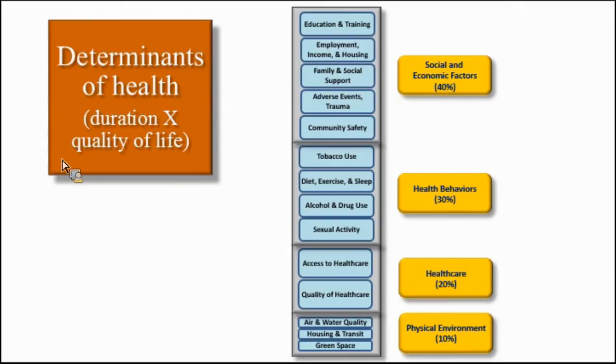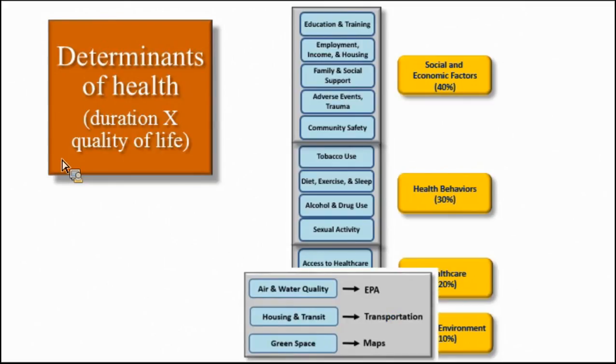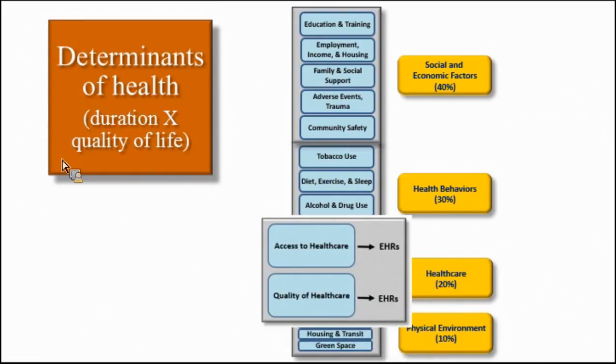So where does the data come from for those things? For air quality and similar factors, there are some available data, from the EPA and NOAA, et cetera. There are people that measure things like pollen counts. There are housing and transit data, there are transportation databases within cities, and for green space, you have maps. For health care, it all comes from EHRs, right?